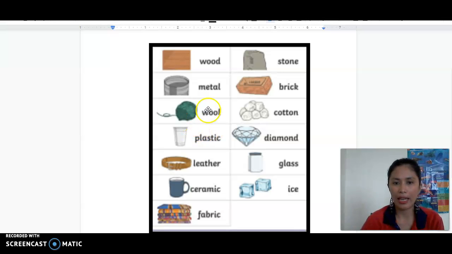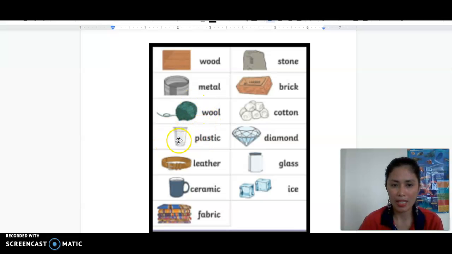Okay, here again, wood. Wood is hard. Very good. How about metal? Metal is hard. How about wool? Wool is similar to yarn. Some wools are from cotton, like cotton wool, and wool is like the skin or fur of some animals like sheep. So this is wool, and wool is soft.